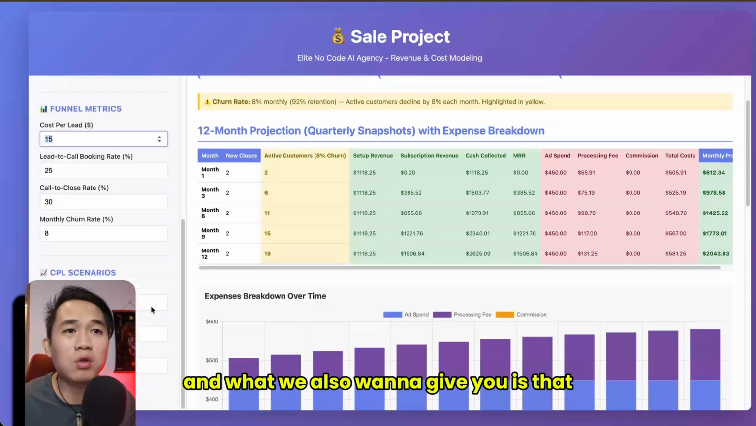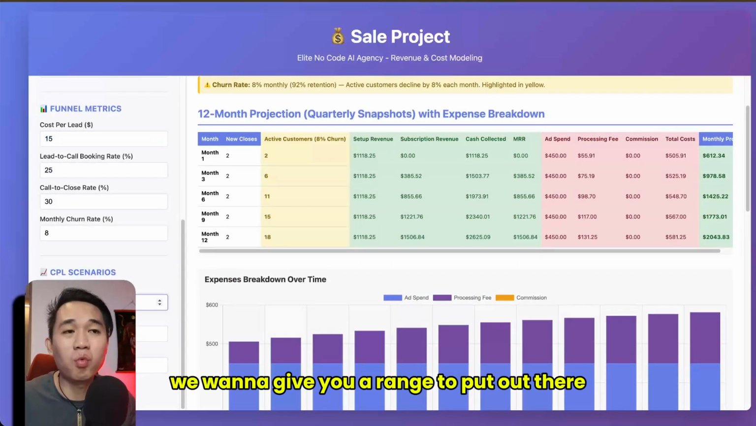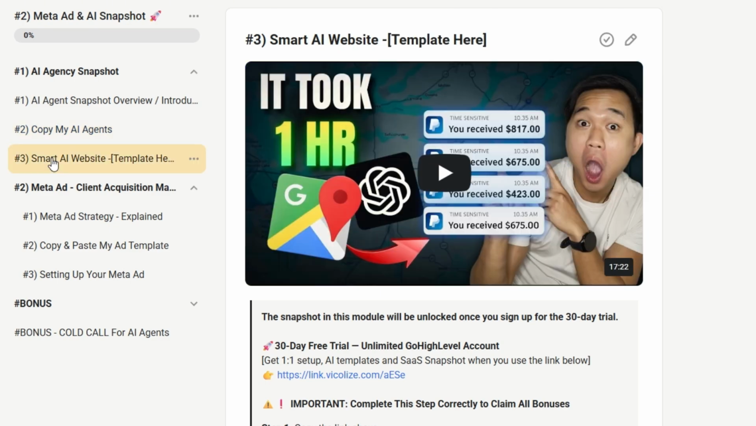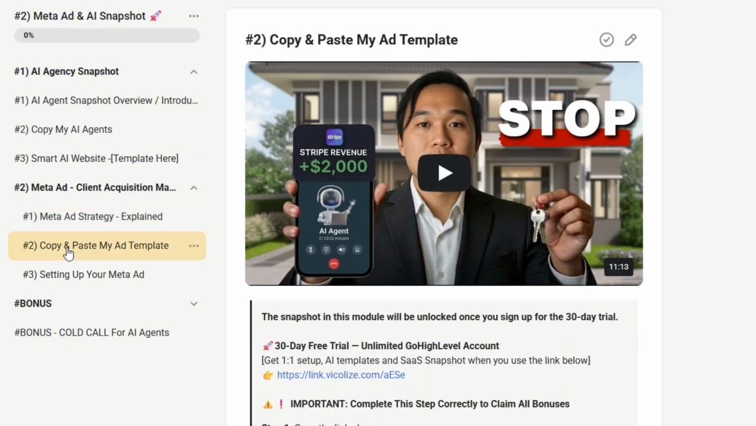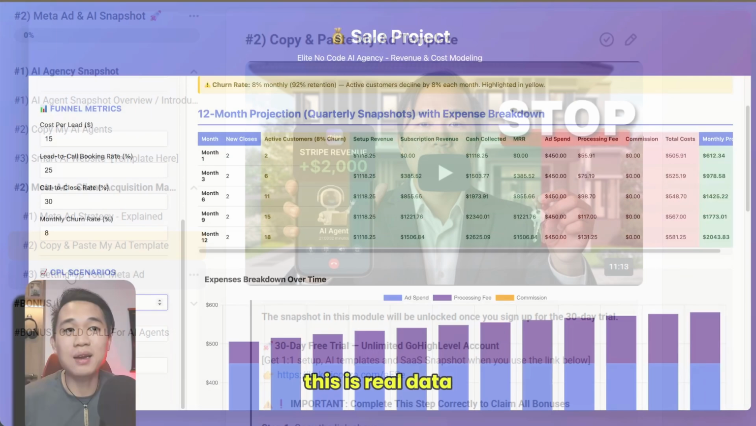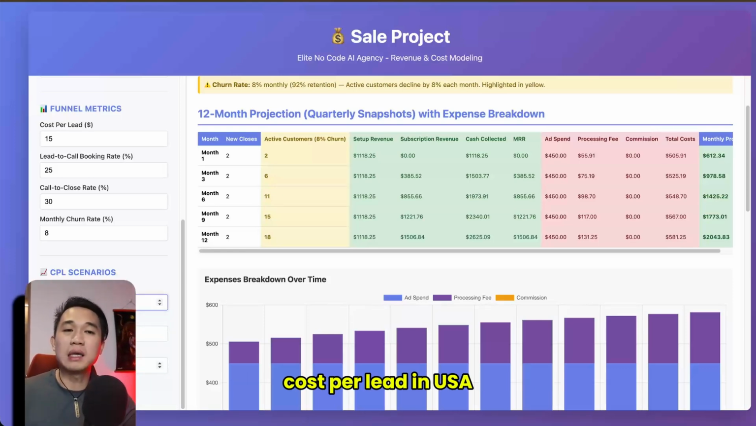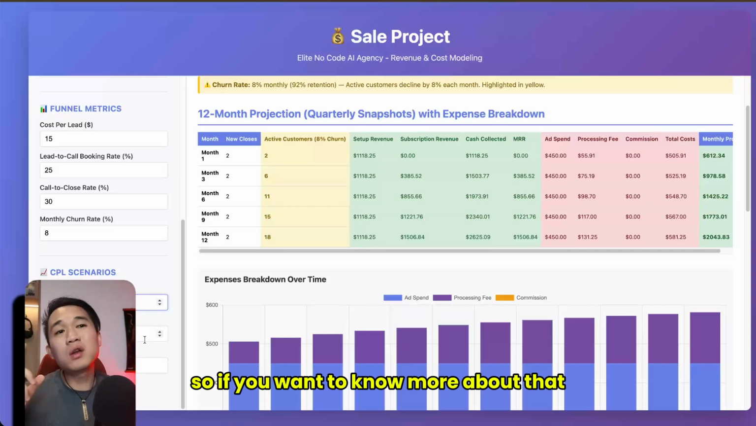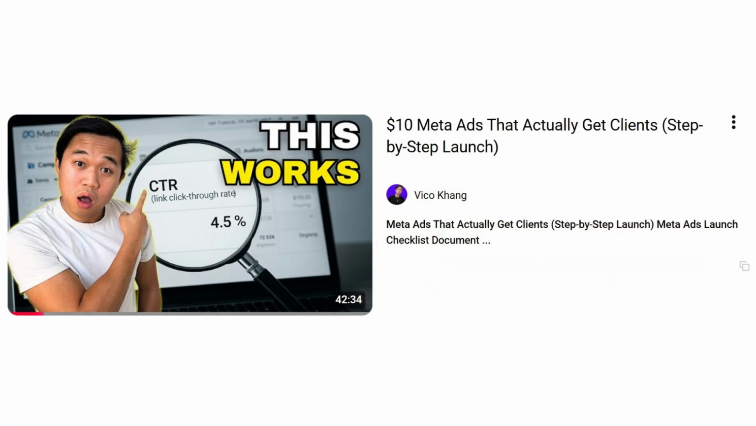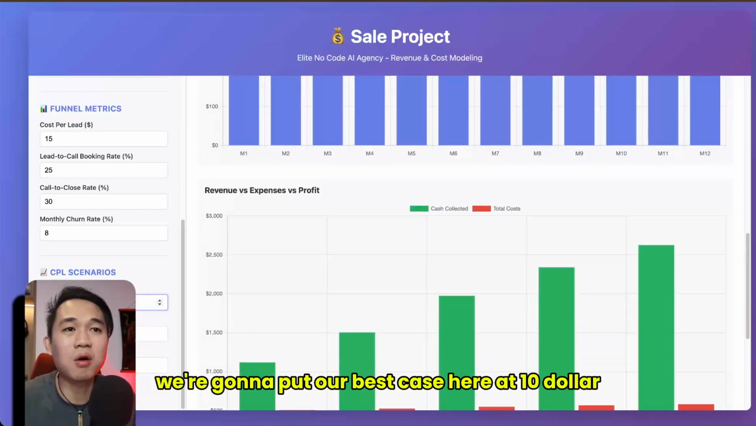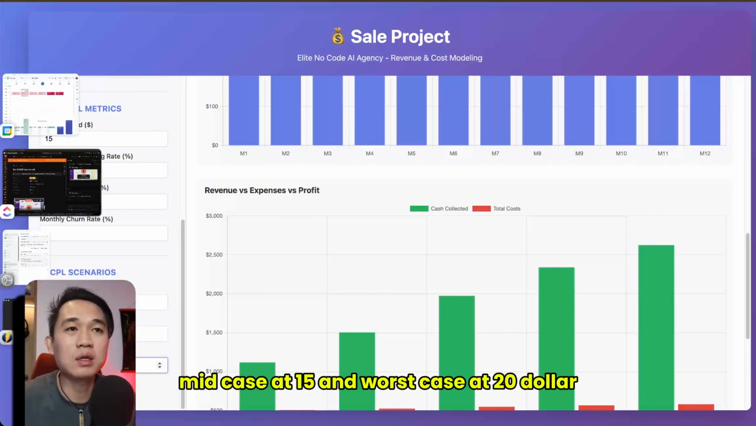We also want to give you a range. If you're watching our module about the paid ad structure, we actually give you our own proven paid ad template that you can just post. This is real data that is averaging between $10 to $20 cost per lead in the USA. If you want to know more about that, just click on the video I put on the screen right now about the paid ad structure module. We're ranging between $10 to $20, so we're going to put our best case at $10, mid case at $15, and worst case at $20.